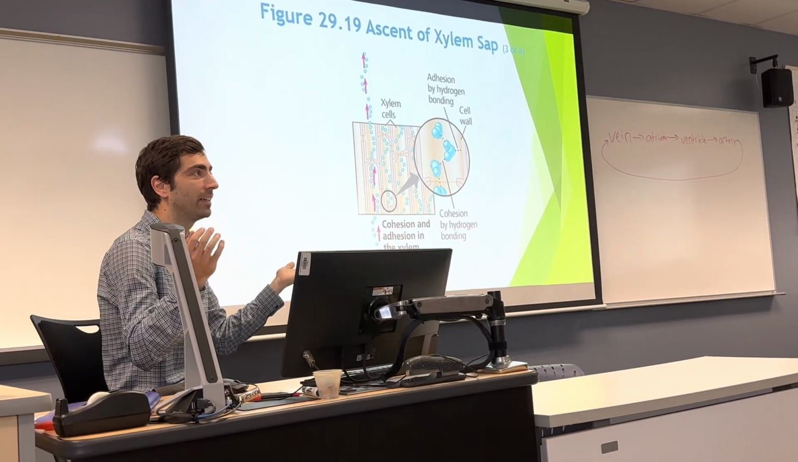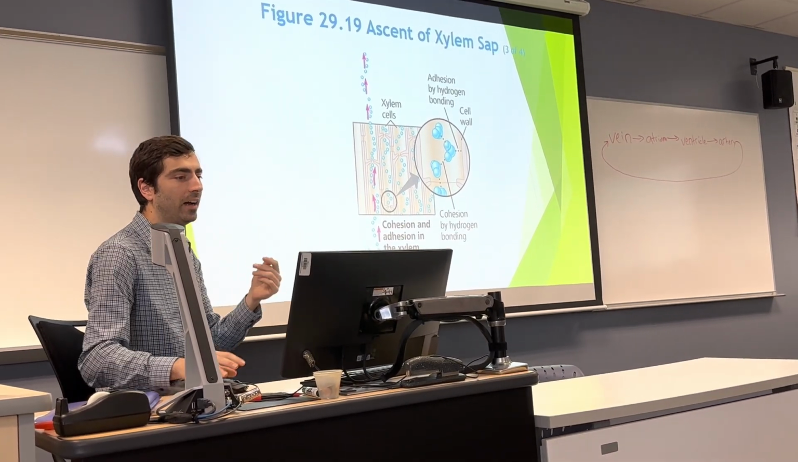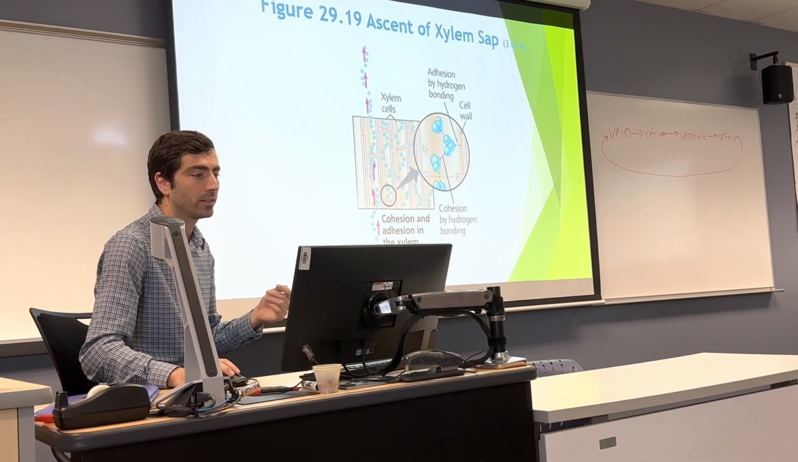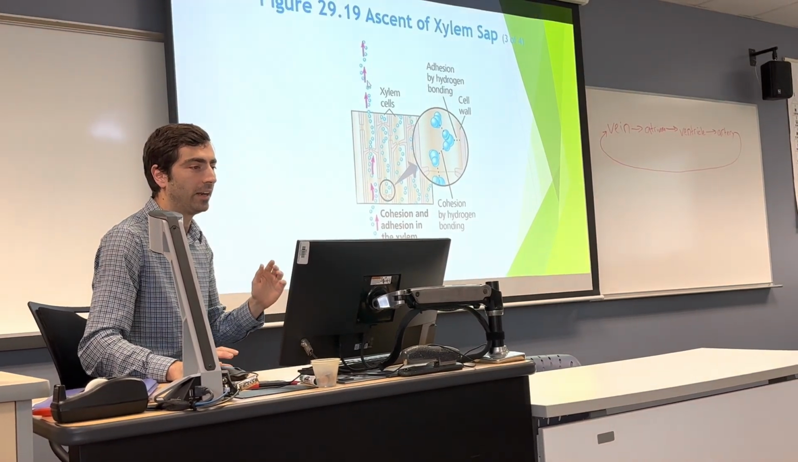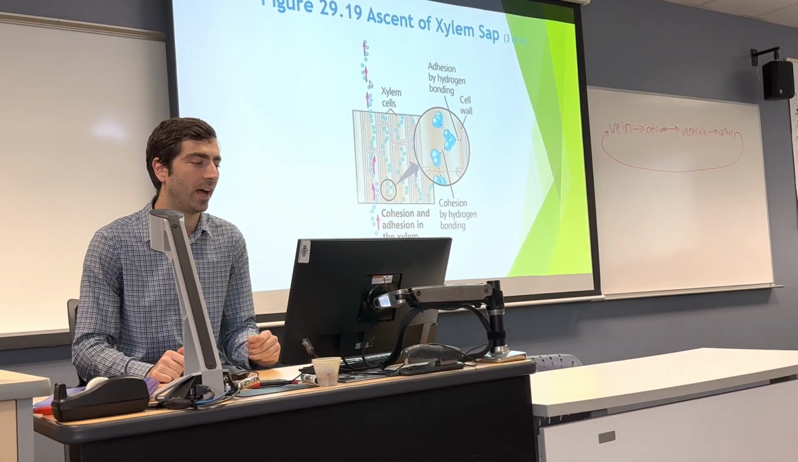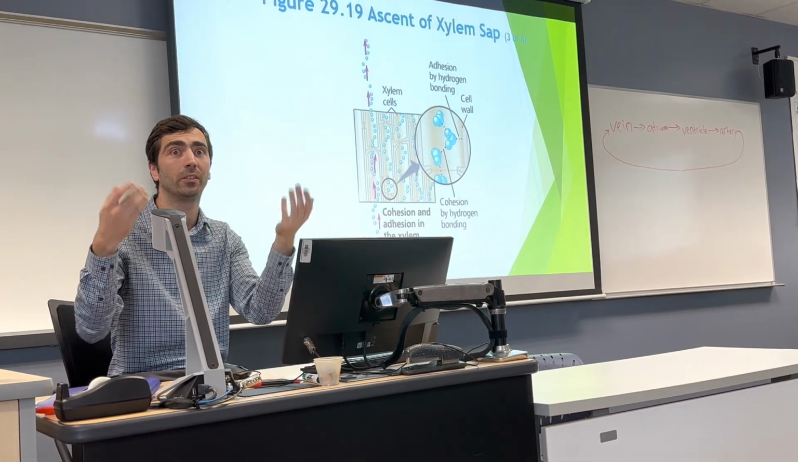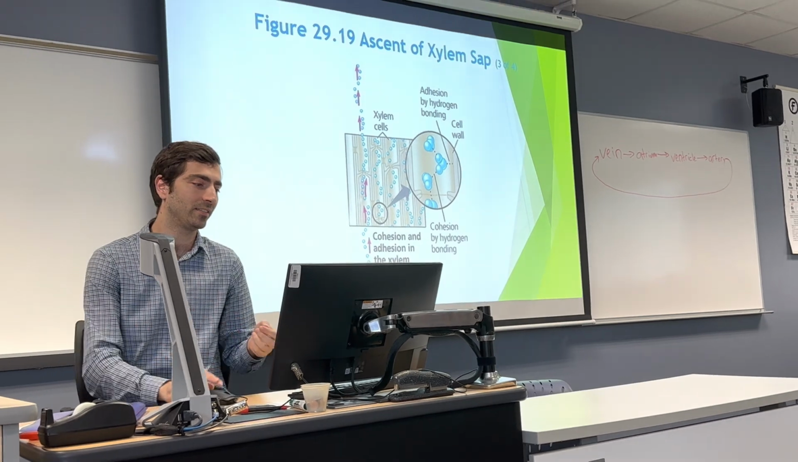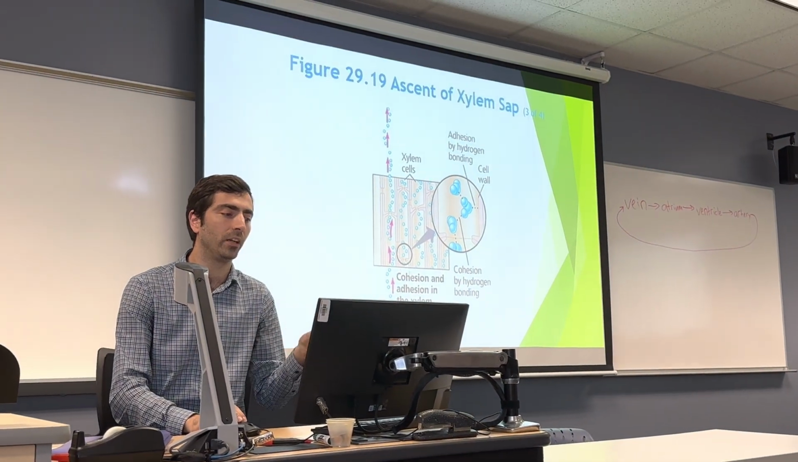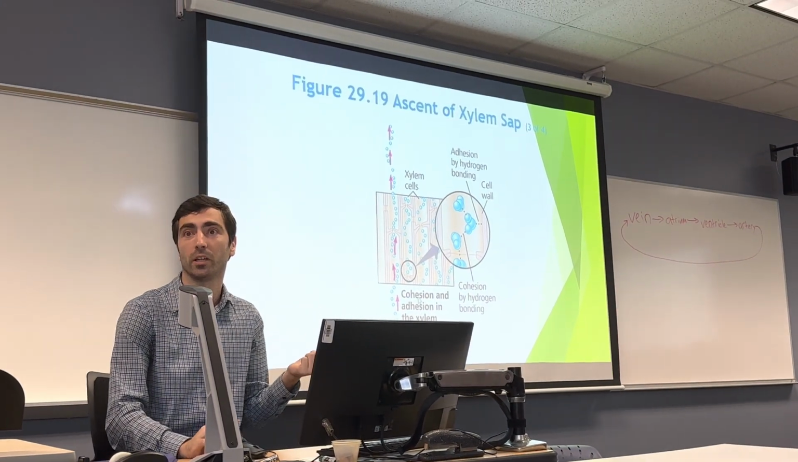Adhesion is water sticking to something else, like the walls of plant cells, the xylem cells, that allow the water to actually climb. And if you're having trouble thinking of the differences between the two, just think of where you've heard versions of these words before.